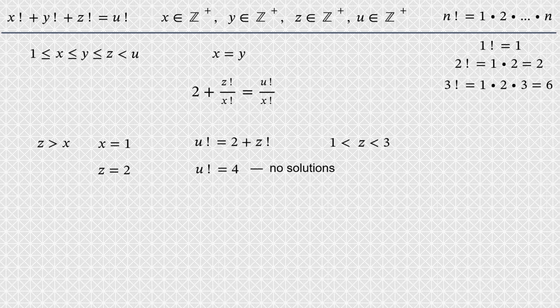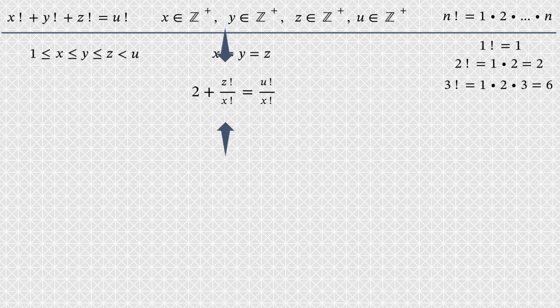That shows that z cannot be strictly more than x. And it cannot be less than x either. Therefore, z must be equal to x and y along with it. This means that our equation has another term equal to 1, and the left-hand side of it is just 3.